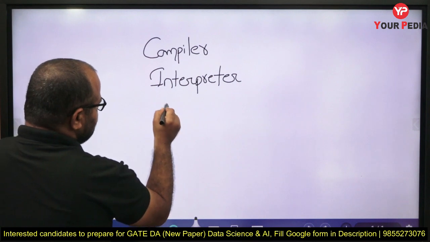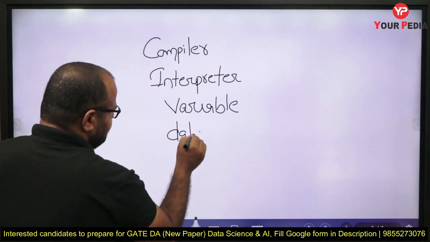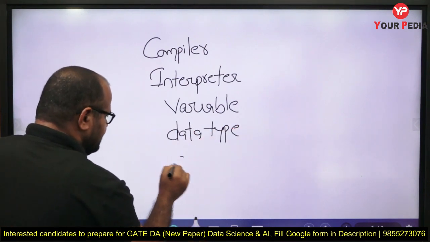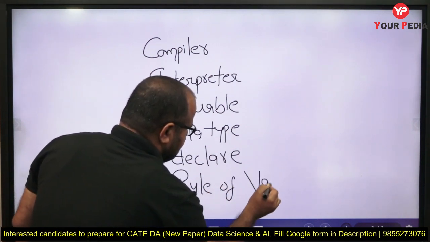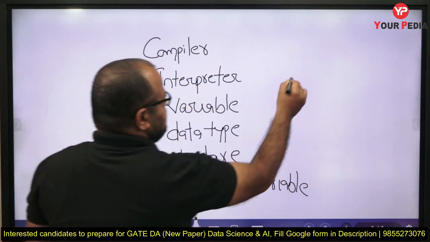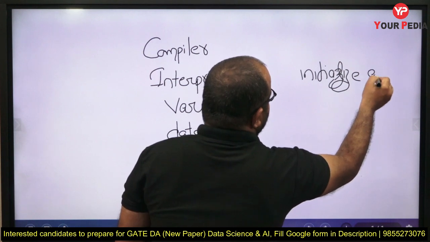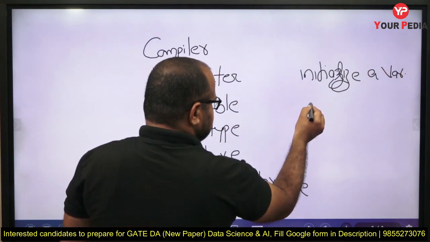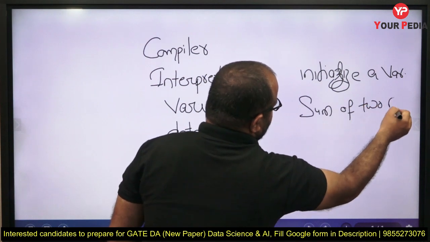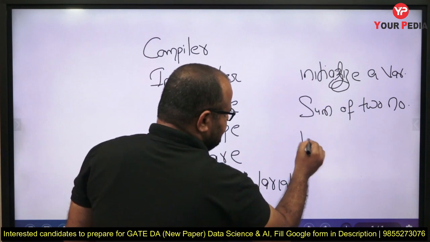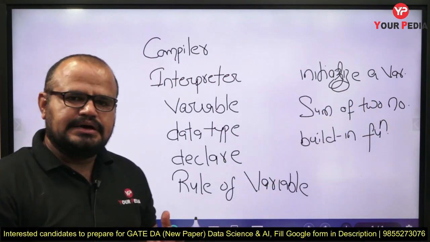Next we discussed what do you mean by a variable, what do you mean by type of variable or data type, then how to declare a variable, then rules of naming a variable, then we initialized a variable, and then we saw an example of a Python program, that is sum of two numbers, and then we discussed some built-in functions like print, input. So we already discussed the basics of Python.